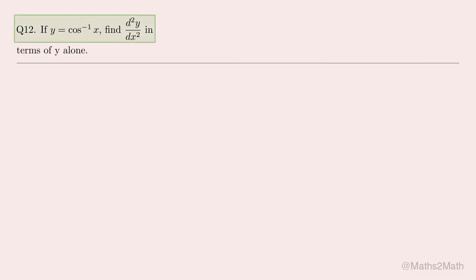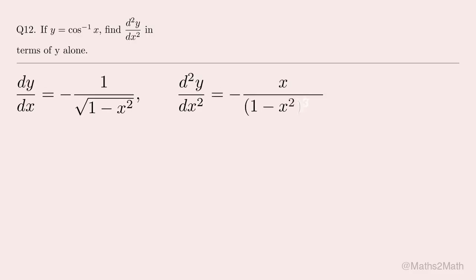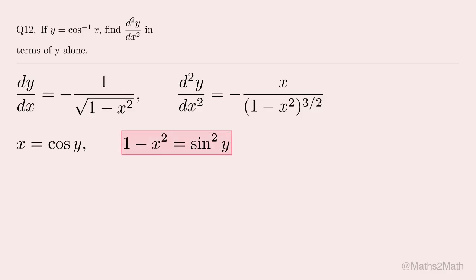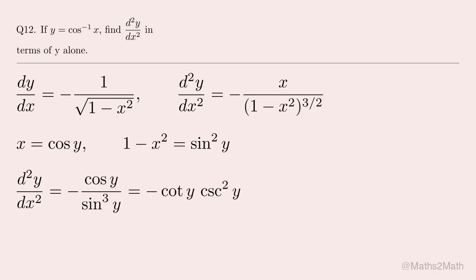Question 12. Inverse cosine, but the answer must be written using y, not x. After differentiating, substitute x equals cosine y, first and second derivatives in x. Since y is inverse cosine of x, x is cosine y, and 1 minus x squared is sine squared y. Substitute: cosine over sine cubed, which is cotangent times cosecant squared, negated.